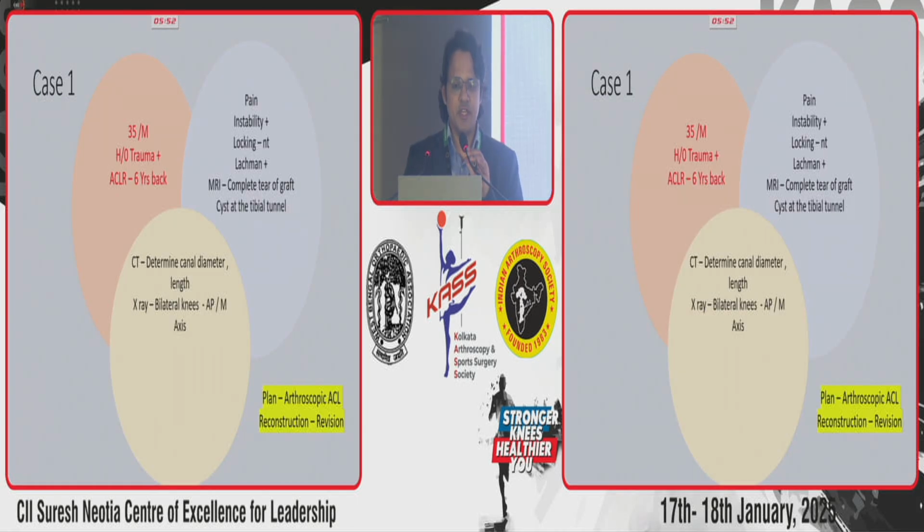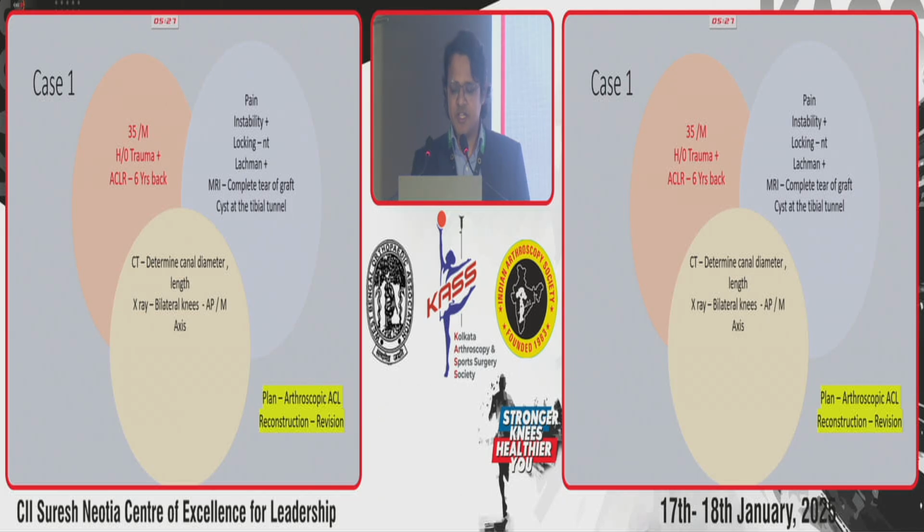So to start with the case: a 35-year-old male with a history of trauma around 6 years back presented to my OPD with pain, instability and locking. On clinical examination, the Lachman was positive. I try to get an MRI to understand the pattern of tear. There was a complete tear of the graft, and a cyst of the tibial tunnel.